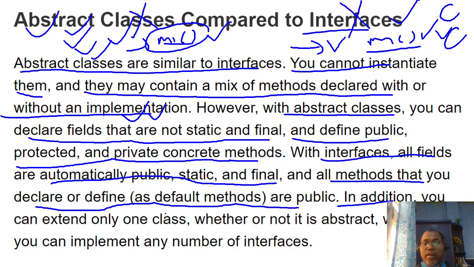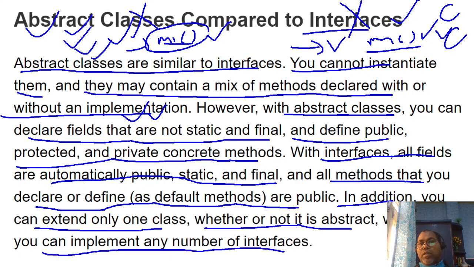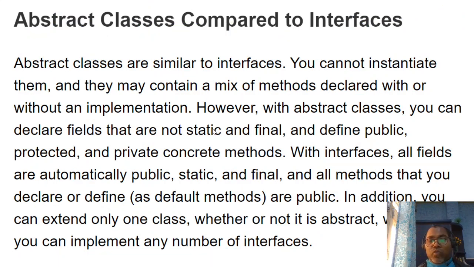Okay, and in addition, you can extend only one class, whether it's abstract or not, whereas you can implement any number of interfaces. One class can implement any number of interfaces. In the case of an abstract class, there is only one direct superclass. So these are some of the use cases where you can use each.